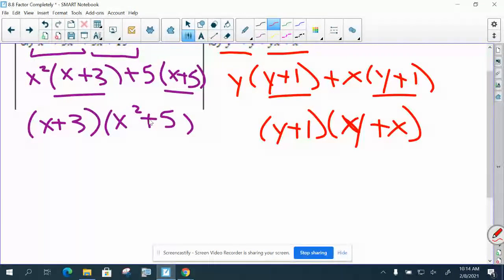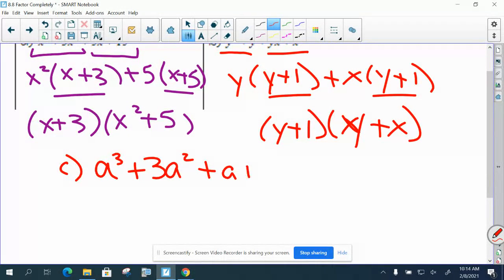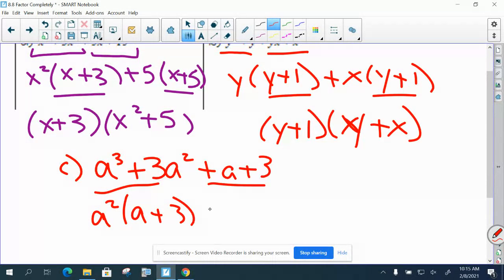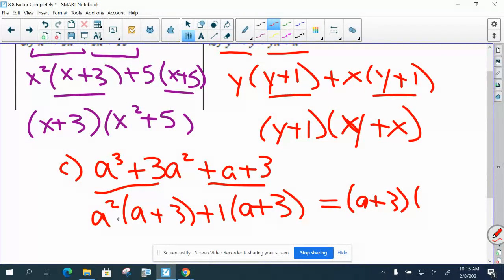All right, the other question that you were supposed to answer would be a to the third plus 3a squared plus a plus 3. So go ahead and take a minute, pause the video, and try to answer this question. So break it up into 2 groups. You'll factor out the a squared and then write a plus 3. And then here you would factor out 1 and then write a plus 3. And then factor out the a plus 3 and write a squared plus 1 remaining.